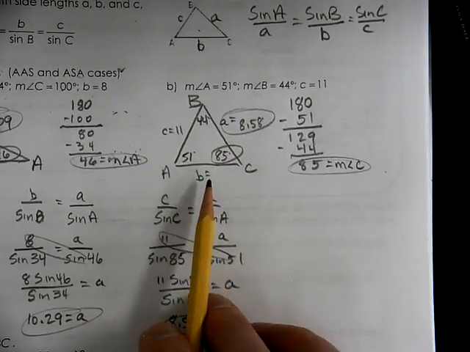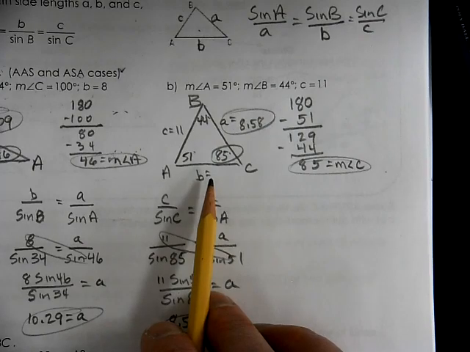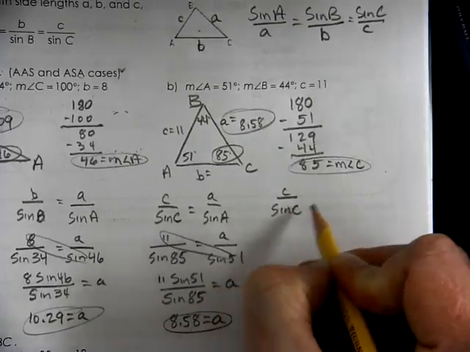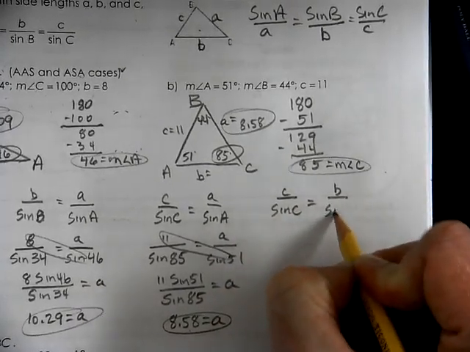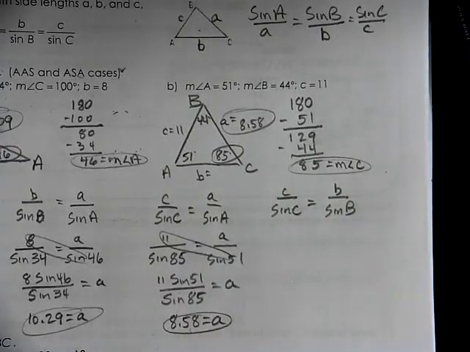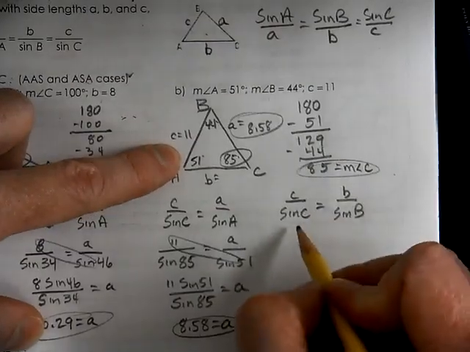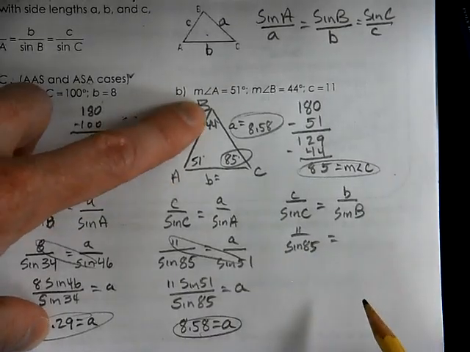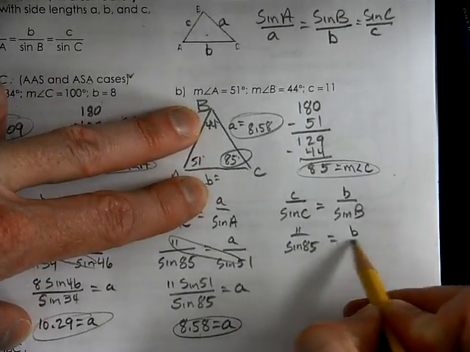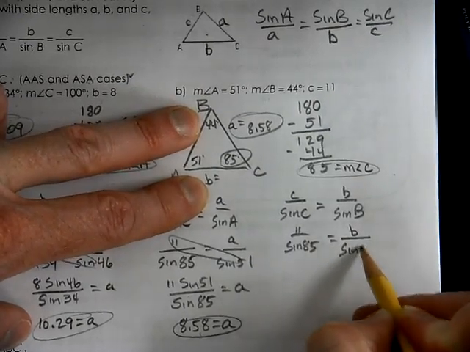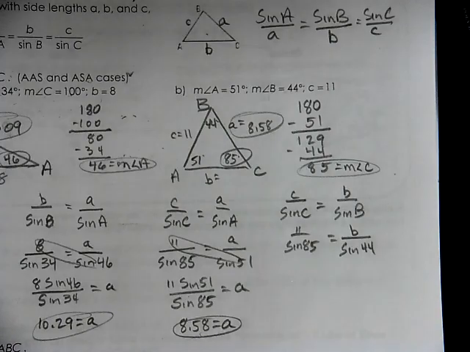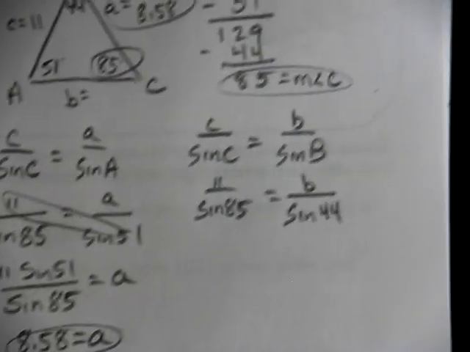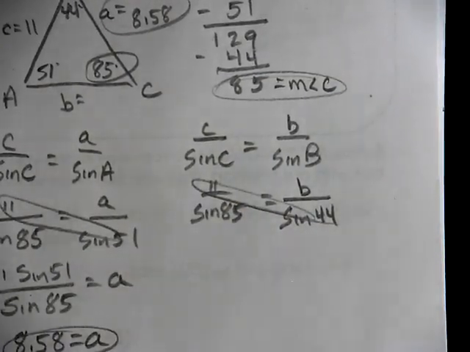Now it's clear that I need side B. I'm going to use the C fraction and, of course, the B fraction. I use the C fraction because I know both of its pieces of information, 11 and sine of 85. And I'm going to use the B fraction because I'm looking for side B, but I have angle B. So I'm going to cross multiply.